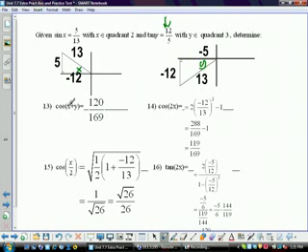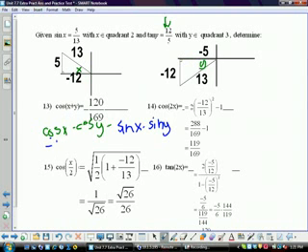Cosine of x, yes. No. Because that means that it's the cosine of x times the cosine of y minus the sine of x times the sine of y. Cosine of x, go to my x function. What's cosine? Negative 12 over 13. Cosine of y, go to my y function. What is it? Times negative 5 over 13.